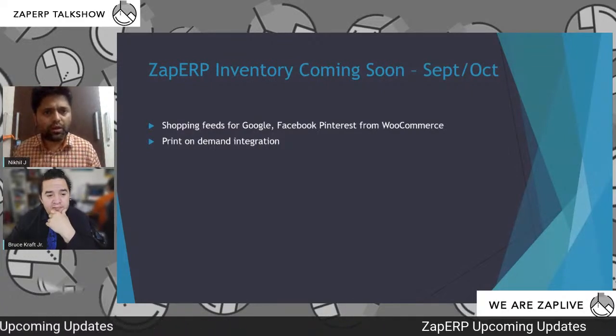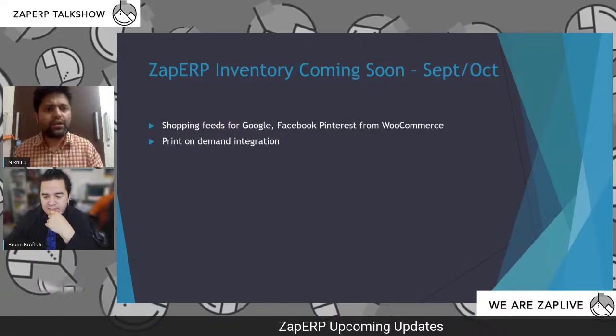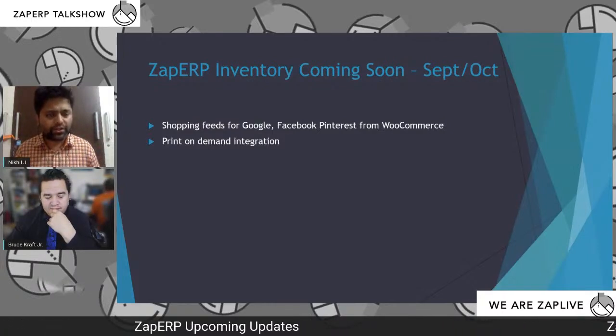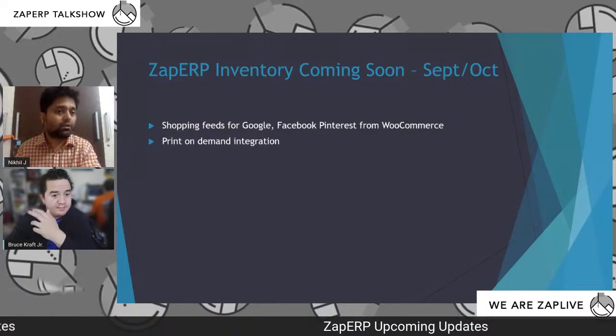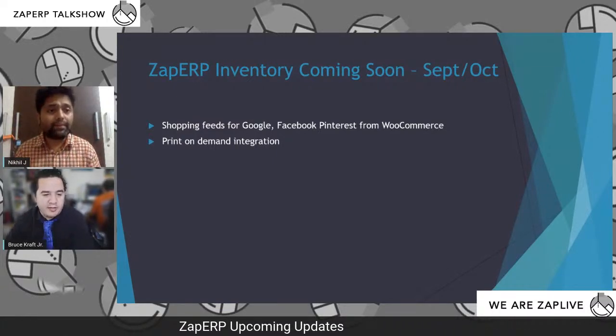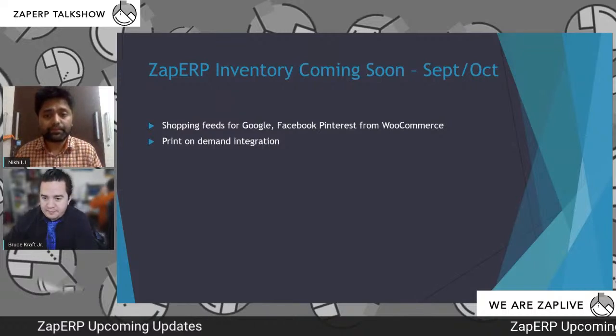Shopping feeds for Google, Facebook, Pinterest from WooCommerce, as well as print on demand integration, which is actually requested by a lot of users in our previous webinar too. Yep, saw definitely that. Both of those are planned.